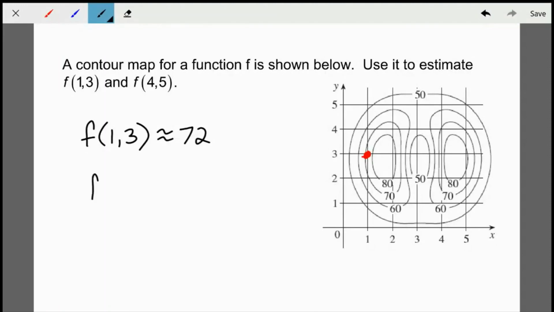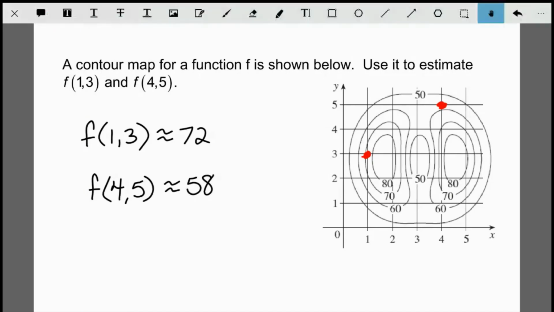All right, let's look at another point, 4, 5. Let me put my coordinate on the graph. It looks like we're about right here, and you can see we're somewhere between 50 and 60, because I've got this curve representing 50, and this curve inside of it representing 60. So I know I'm closer to 60 than to 50, so I'm going to say this is roughly 58.